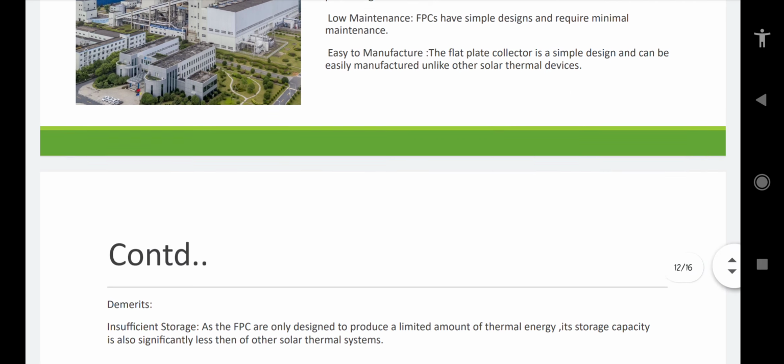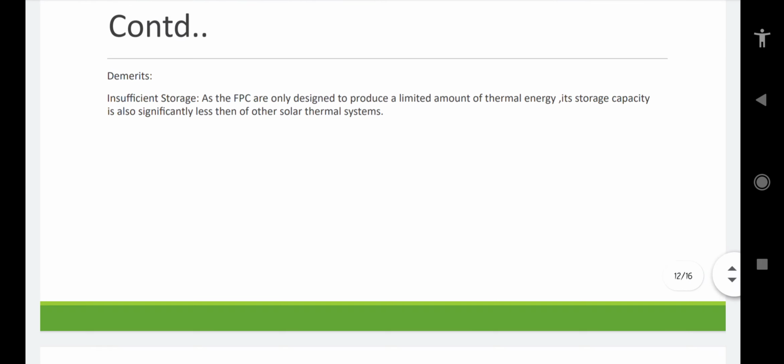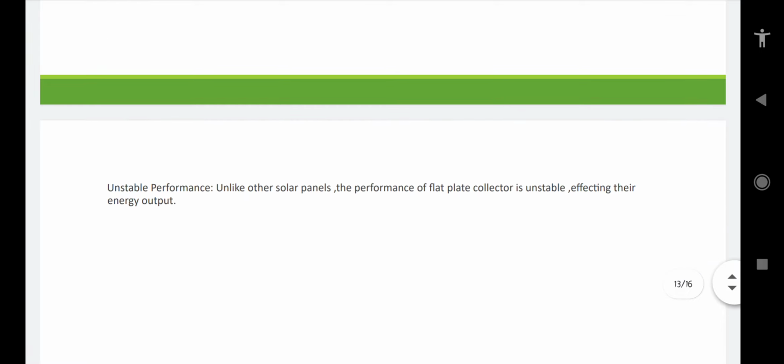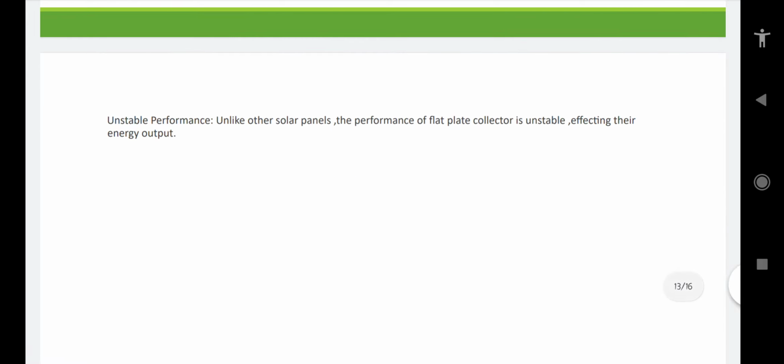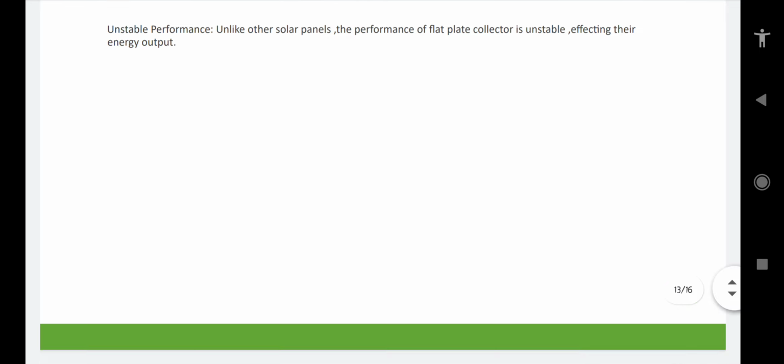These are some merits. And when it comes to demerits, it is insufficient storage. As the FPCs are only designed to produce a limited amount of thermal energy, their storage capacity is also significantly less than other solar thermal systems. And unstable performance, the performance is not always constant. It is going to vary according to seasons, according to the sun's appearance. All these factors will decide the performance.